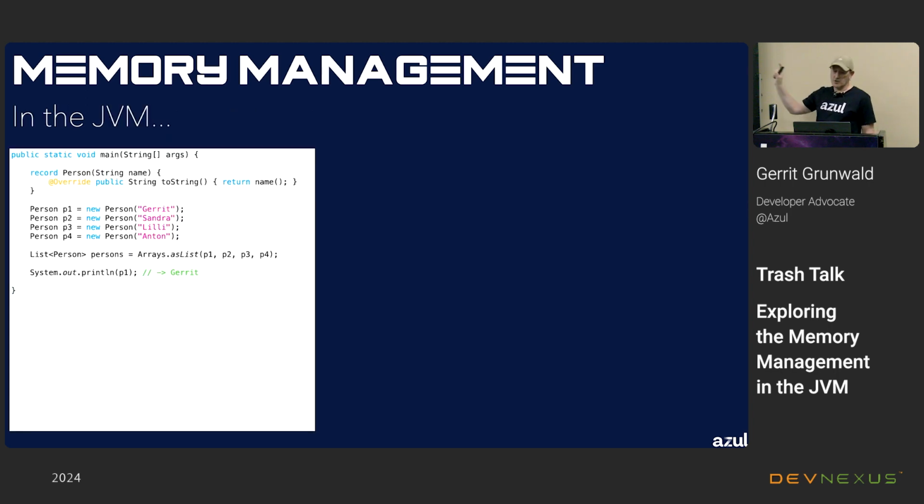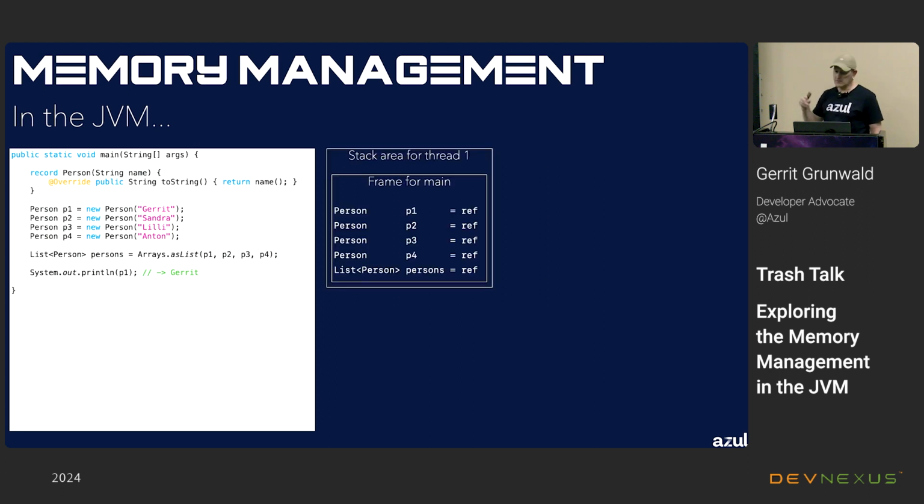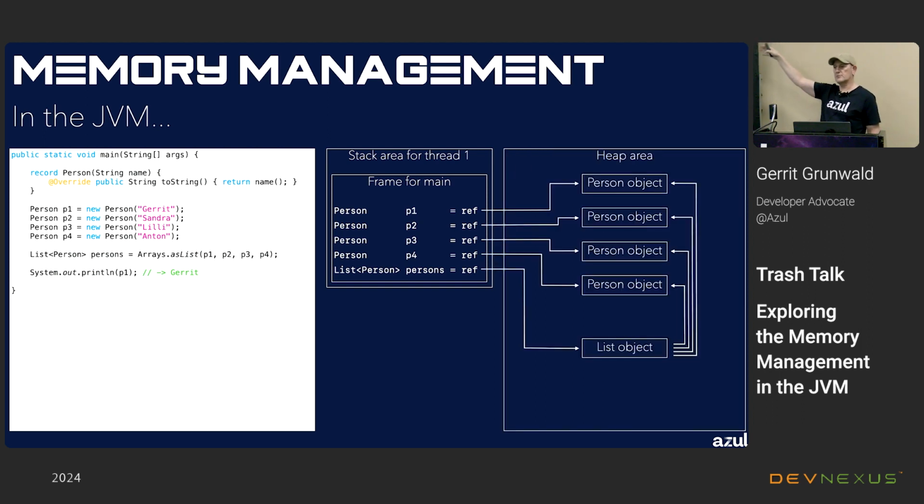If we take a look at some code, this is just a simple example. We have a method, we just have a record, we have some instances of this person, and then we have a list of persons, and then we print out p1, in this case, this Gerrit. If we take a look at that in the stack area, it would look like this. We have the references on the stack for this thread: the references for p1 to p4 and the list. And then in the heap, it looks like that. We have the objects in the heap and the references, and they point to these objects. This is how it looks in the JVM.